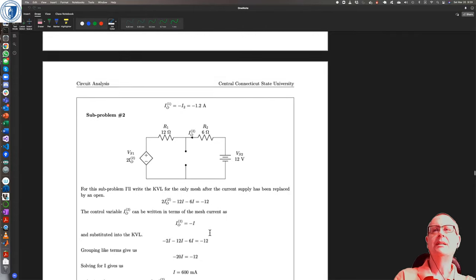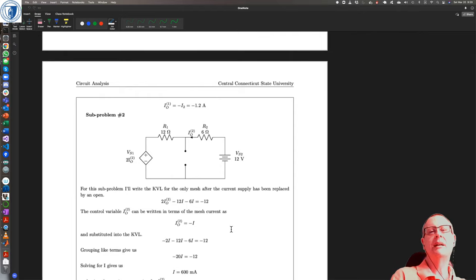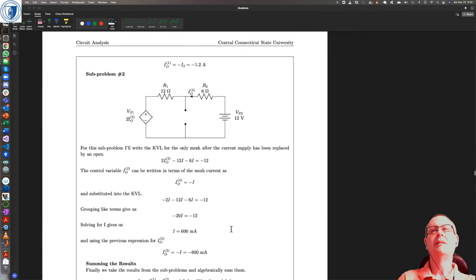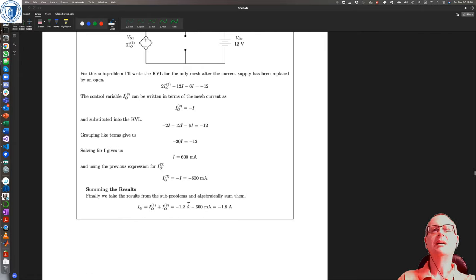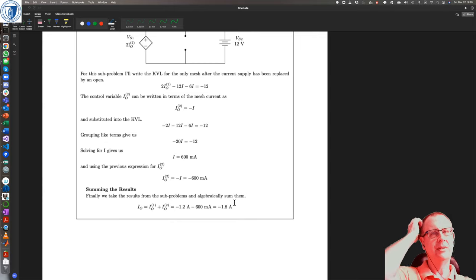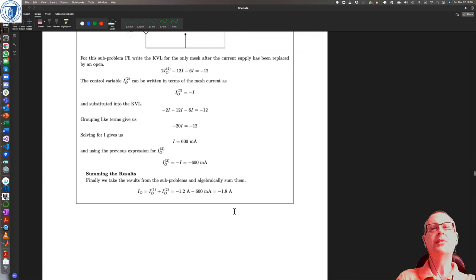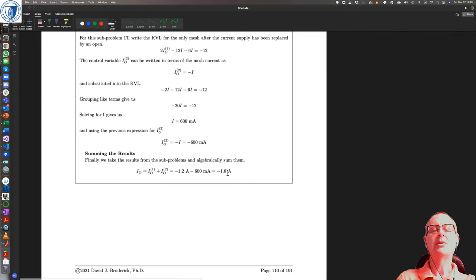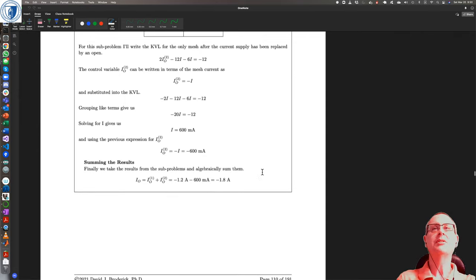And then for replacing IS and keeping VS2, we get something very similar. Right? And again, our KVL equation has two I out two in the second instance. And then we get the answer for the overall system by just summing the two values. I think that's about it.